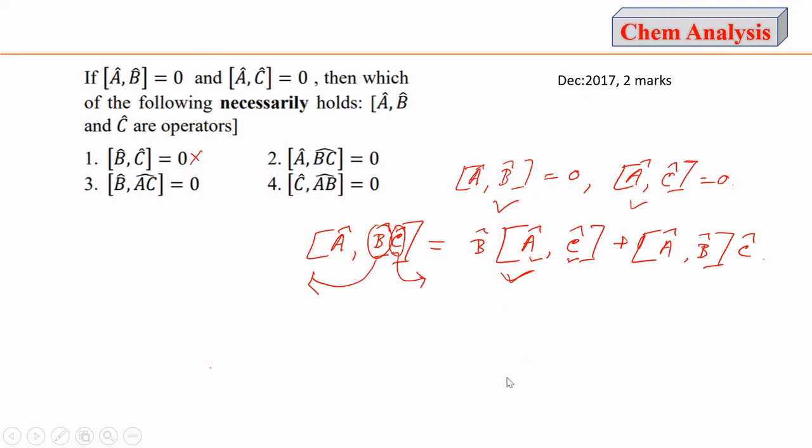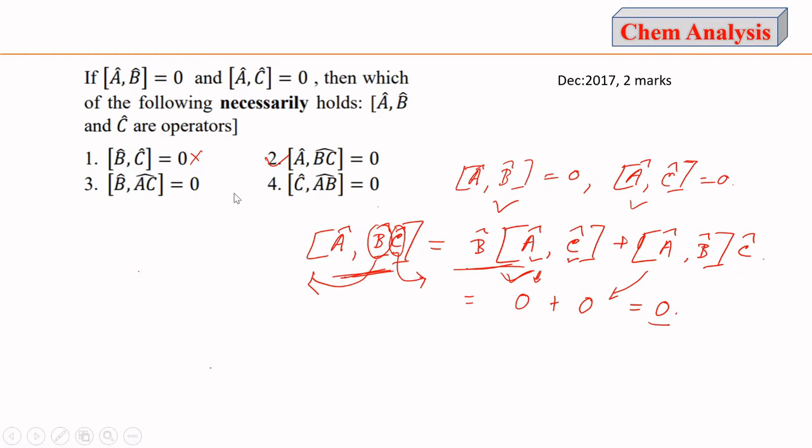Is it okay? Now if we apply the given two conditions, we can see here that the commutator of A and C is given as 0, so this term will be 0. In the second case, the commutator of A and B is also given as 0, so the second term will also be equal to 0, and we can see that this commutator is equal to 0, so this condition is satisfied.